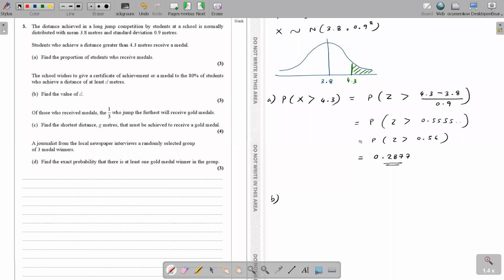Agreed. Let's go. Okay, so how do you draw the normal distribution? Now I'll draw the same normal distribution. Mean is 3.8. So they are giving the medal to the 80% best, not medal, the certificate. So the certificate for the 80% of the best students. So 80% best students you take from this corner. Understood?